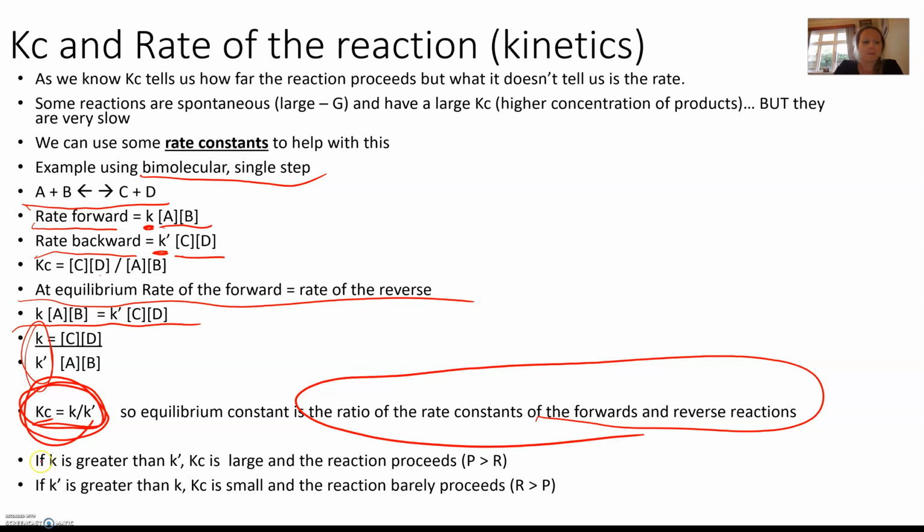And so if K is greater than K dash, then that means that Kc is large and the reaction proceeds and you have more products than reactants. And if K dash is greater than K, then Kc is small and the reaction barely proceeds and you've got more reactants. So isn't that awesome? We can actually use all these principles we've learnt before, and we can now link rate into equilibrium constant as well, which is super cool.